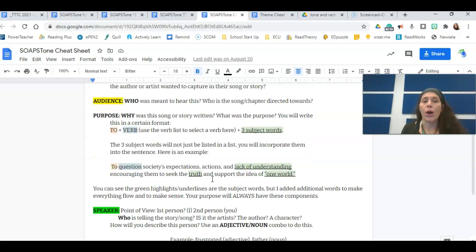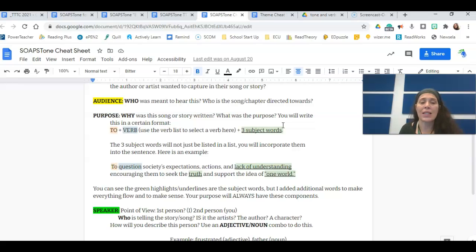Purpose. Now, for purpose, I have a couple of things pulled up for you, and I'll show you the other thing in a minute, but here's a breakdown of what it is. The purpose is, why was this written? What was the purpose? You're going to write it in a certain format. It must be in this format or it is wrong. You will have the word to, so you think in your mind, the purpose is to blank, so to plus a verb, and I have a verb list for you that you can look at. So to discover, to explain, whatever it might be. So to plus the verb, and then you're going to make sure three of your subject words follow that.